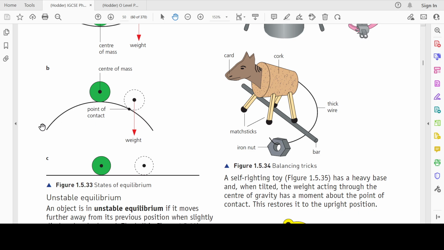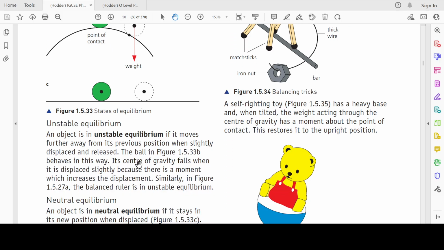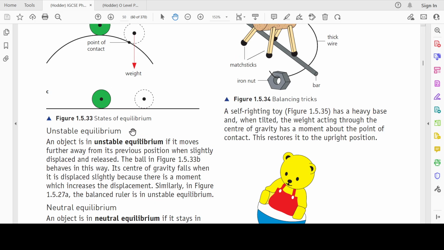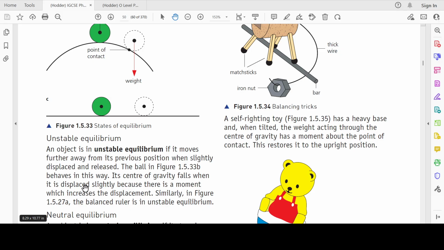Right, so this is the scenario where the ball is in, and you move it, and so now the center of gravity is lower than it originally was, and so the ball will keep rolling on and fall down. It's slow because basically it will move away. And so they explain that as its center of gravity falls when it is displaced, so it's lower, and because there's a moment which increases, there's a turning effect of the force of gravity at this point, so it will cause the ball to roll, and that increases the displacement. And so that is unstable equilibrium.